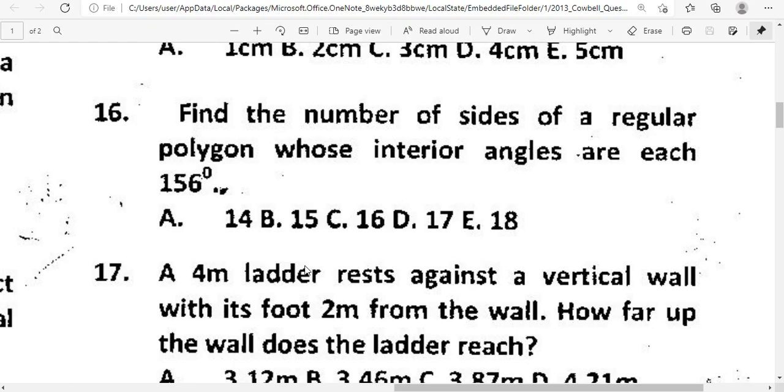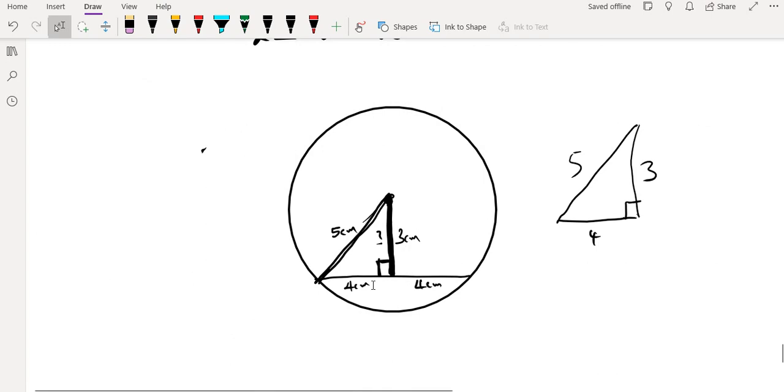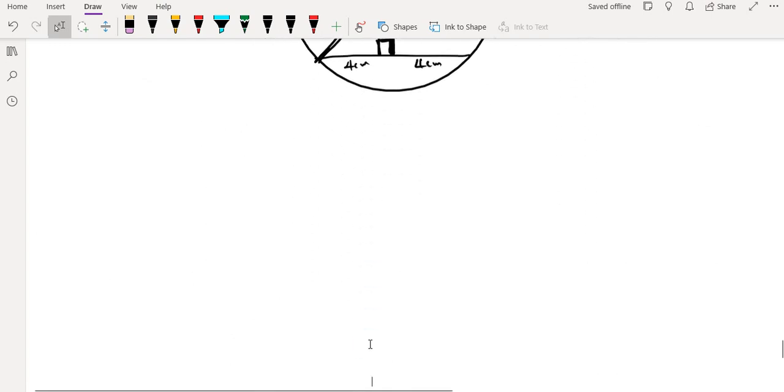Next question, please. Find the number of sides of the regular polygon whose interior angles are each 156 degrees. Read again. Find the number of sides of the regular polygon whose interior angles are each... Read again. Okay. What's the formula for the sum of interior angles of a regular polygon?